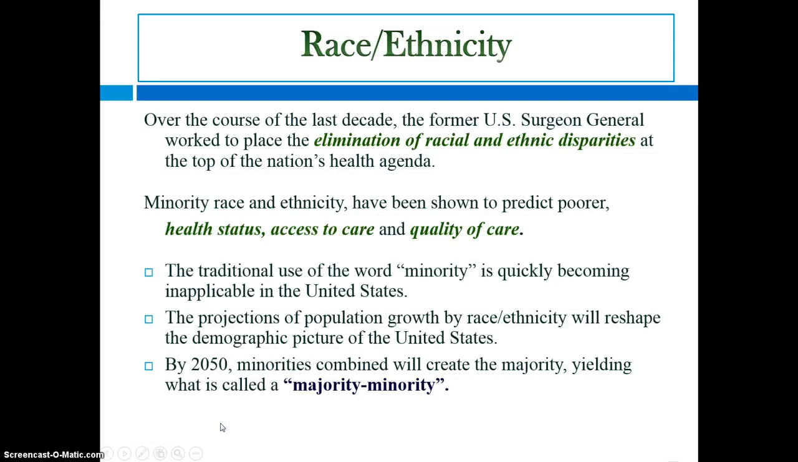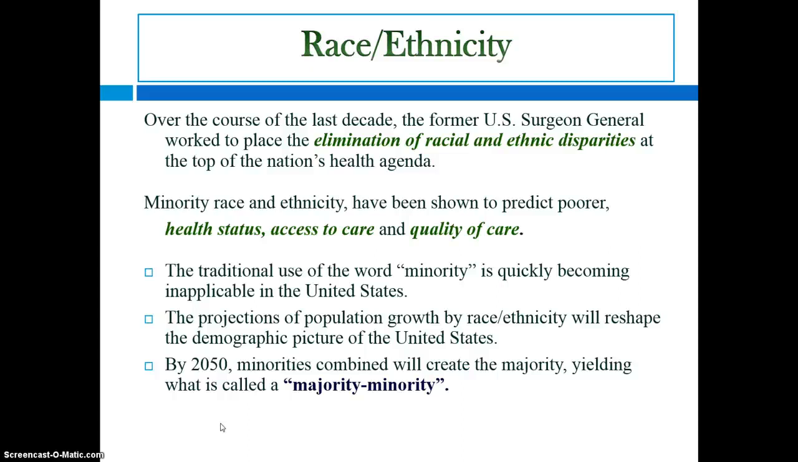Over the course of the last decade, the former U.S. Surgeon General worked to place the elimination of racial and ethnic disparities at the top of the nation's health agenda. Based on that information, how do you think we're doing? Are we able to meet some of those needs, or do we still have many issues with disparities amongst racial and ethnic minority groups? We know that minority race and ethnicity have shown to predict poor health status as well as poor access to care and poor quality of care.